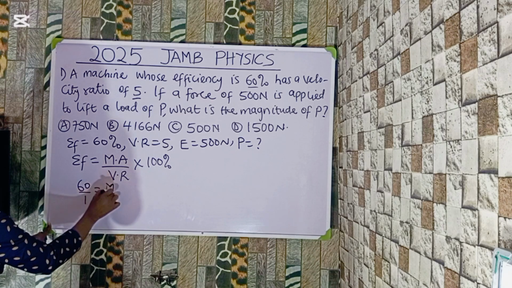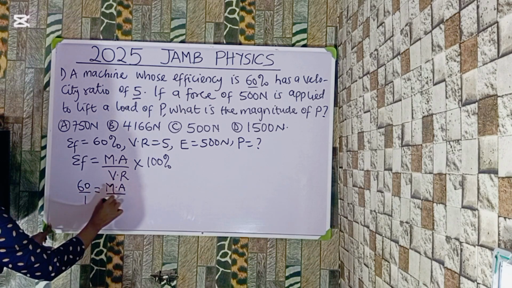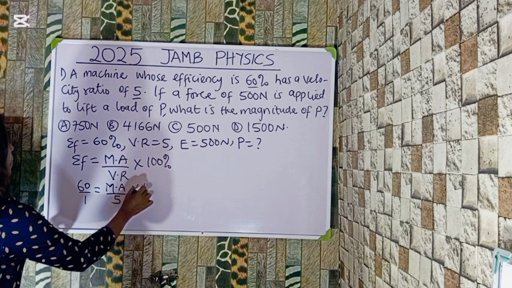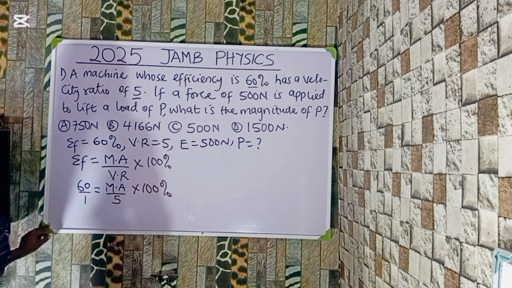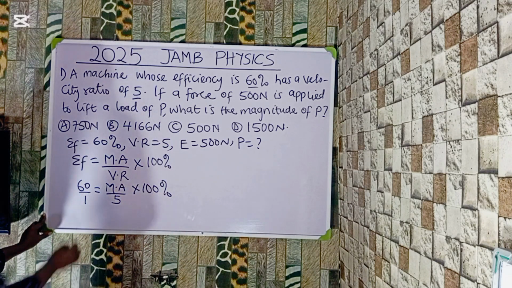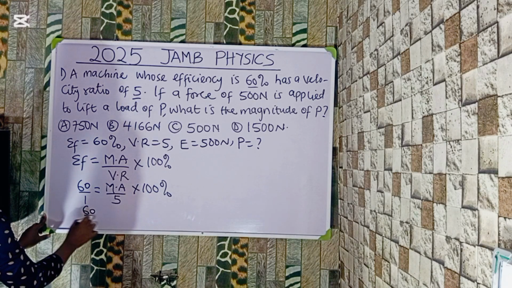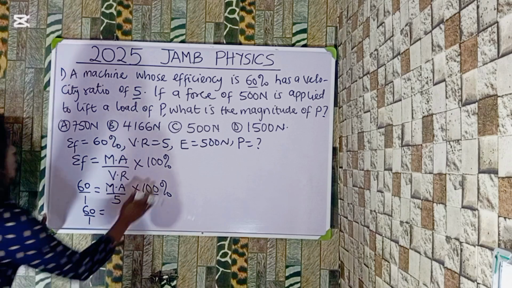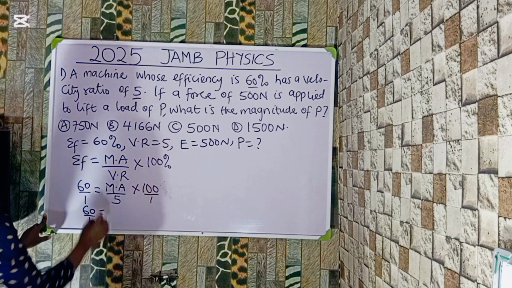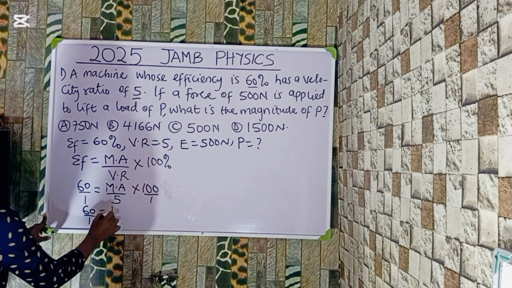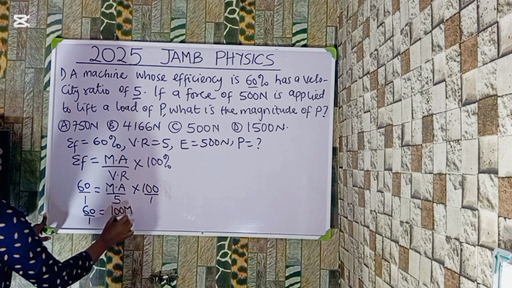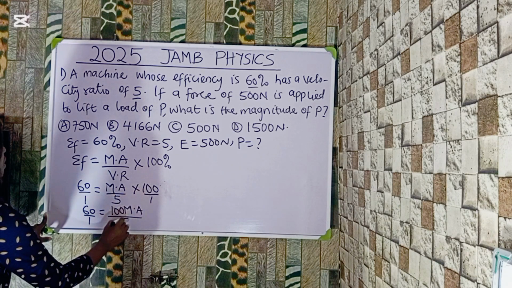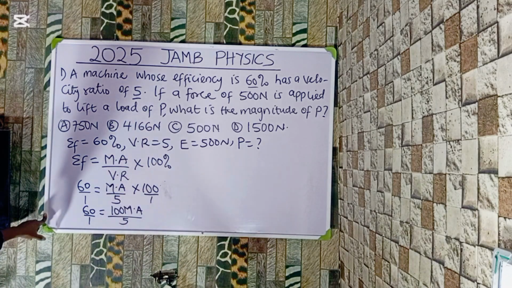So let's make it the subject of the formula. I have MA divided by 5, because my velocity ratio is equal to 5, then multiplied by 100%. Alright, so the next thing you are going to do is to say that 60 over 1 is equal to, now this 100% should be over 1. That means we should remove the percentage. 100 multiplied by MA is going to give me 100 MA, divided by 5 multiplied by 1, which is going to give me 5.